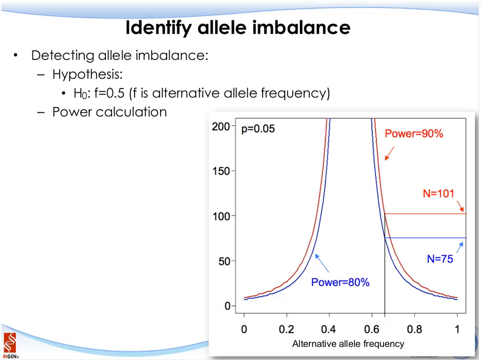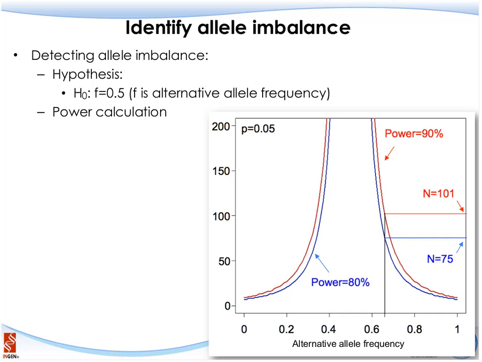And another important issue is the power calculation. So in this case, for example, if F stands for the alternative allele frequency, our null hypothesis is that F is equal to 0.5, which means there is no imbalance across the 2 alleles. And there are several different ways to do the sample size calculation, including some more frequentist ways or Bayesian-based approaches. I don't have time to go through those, but this slide just shows you one figure of our calculation.